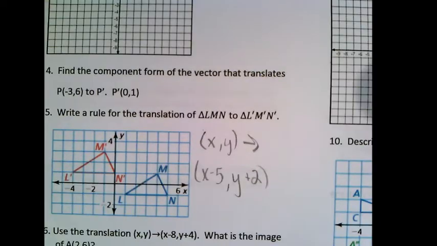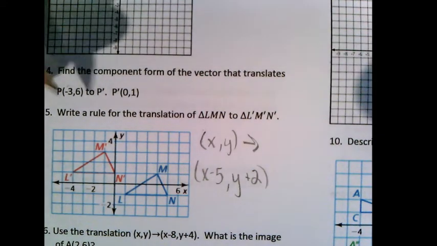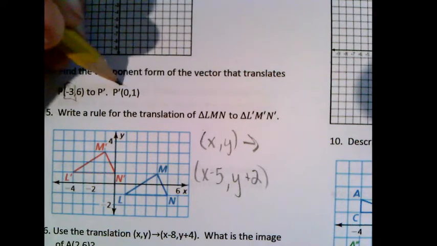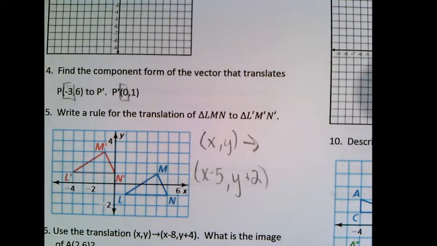So it's kind of like what we just did. If you can imagine, you're just asking yourself to get from negative 3 to 0, how many spaces do we move? Do we go positive 3 or negative 3? If you're thinking about it on a number line. And Domzi, I'll go over number 1.